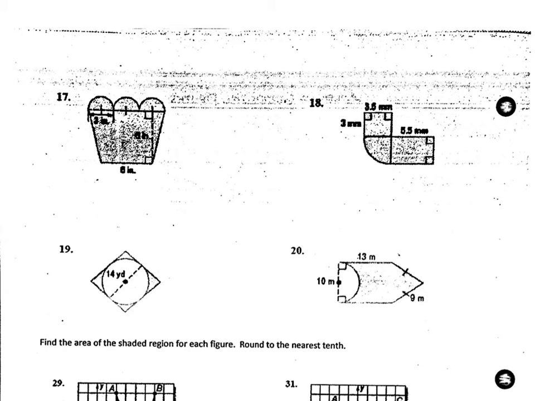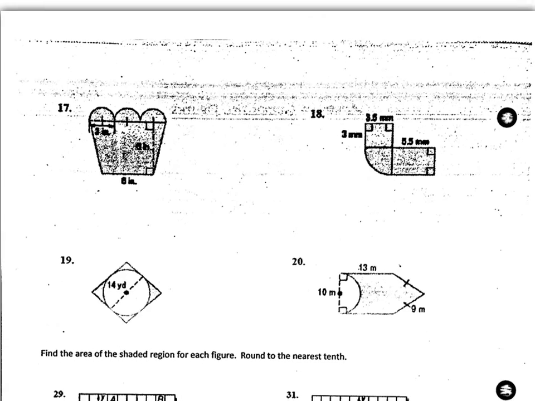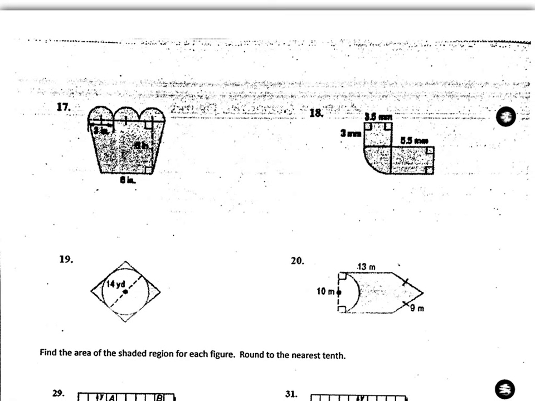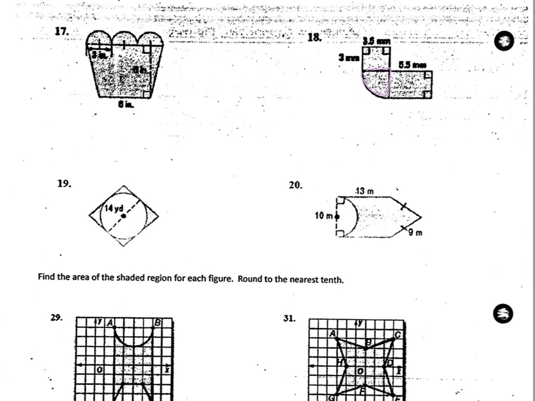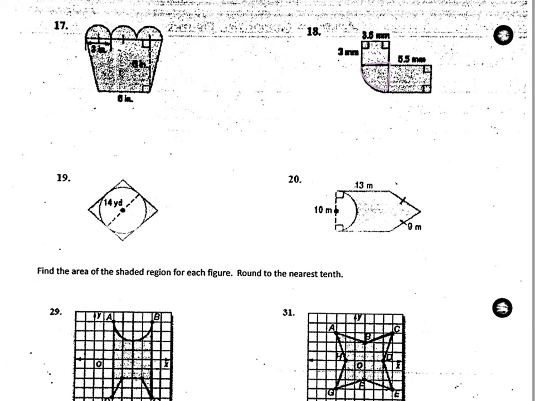Number 17, that's a trapezoid and 3 half circles. So you're going to have to find the area of those half circles. Number 18, you have 2 rectangles and a fourth of a circle. So you need to find the area of a circle and then divide it by 4 to find the area of that section. Number 19, you have a square. You're going to subtract the area of the circle. And number 20, you have a rectangle, which you would divide here, and a triangle, add them together, but then also subtract this half circle.